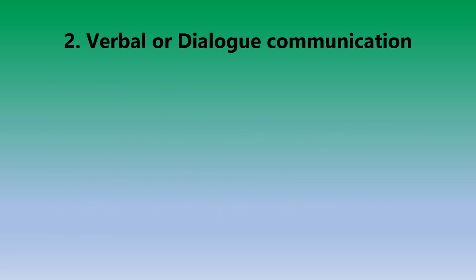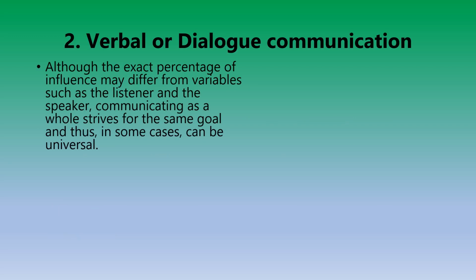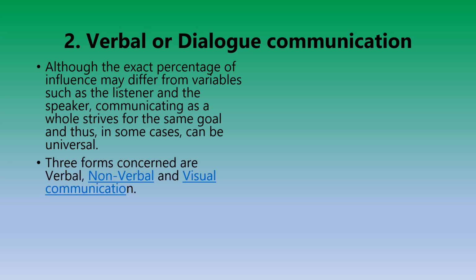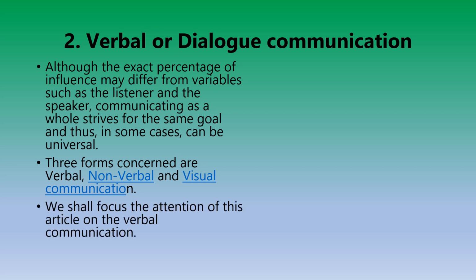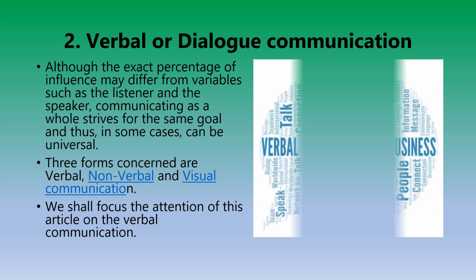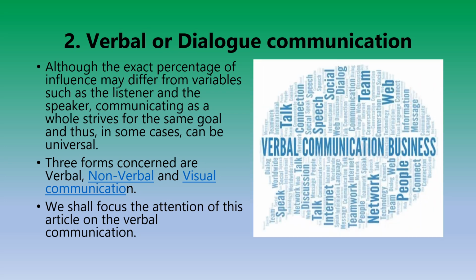2. Verbal or dialogue communication. Although the exact percentage of influence may differ depending on variables such as the listener and the speaker, communicating as a whole strives for the same goal and thus, in some cases, can be universal. 3 forms concerned are verbal, nonverbal, and visual communication. We shall focus the attention of this article on verbal communication.